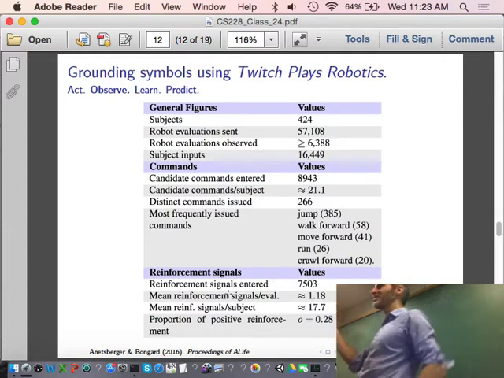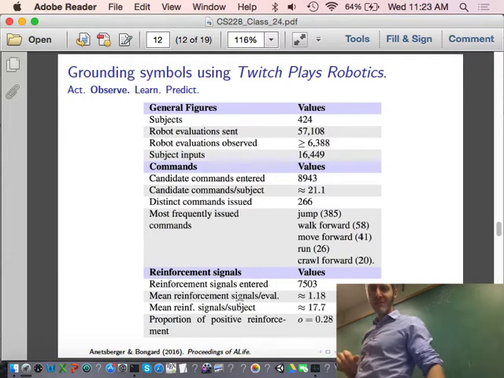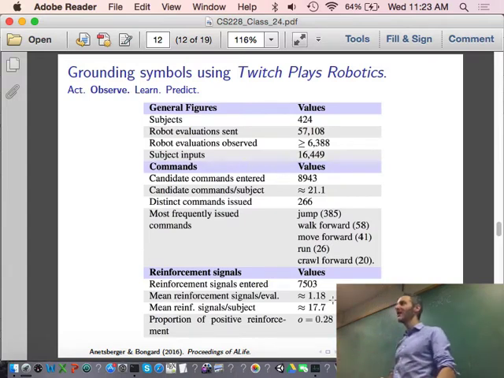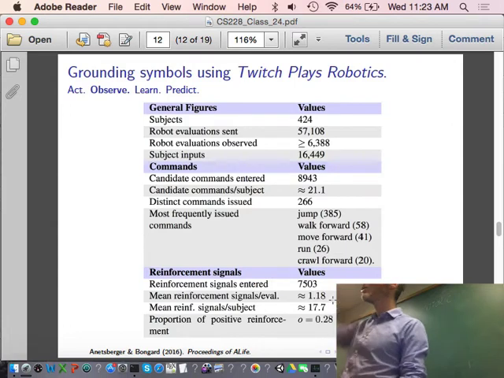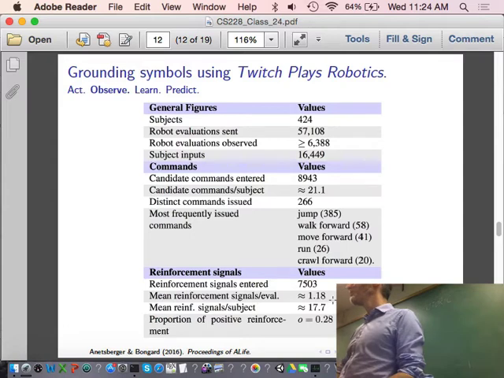Then there's the reinforcement signal. So positive reinforcement is thumbs up. Negative reinforcement is thumbs down. We got a total of 7,500 thumbs up or thumbs down. On average, the 6,000 evaluations up here are the 6,000 controllers that the crowd did respond to. Each one of those 6,000 got, on average, a little more than one thumb up or thumbs down. Sometimes the robot would do something and the crowd would give 3 thumbs up and 2 thumbs down, or one person would give 1 thumbs down, or the crowd would be completely silent.